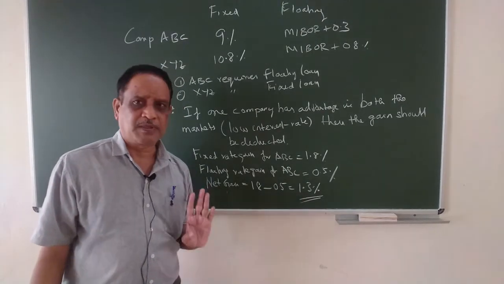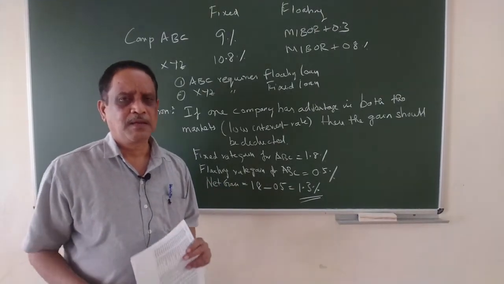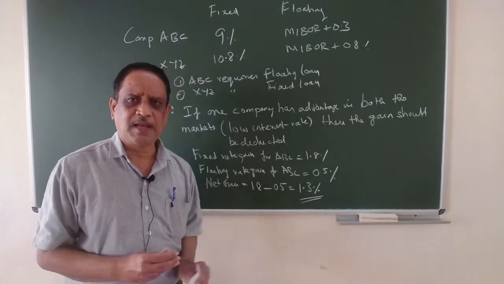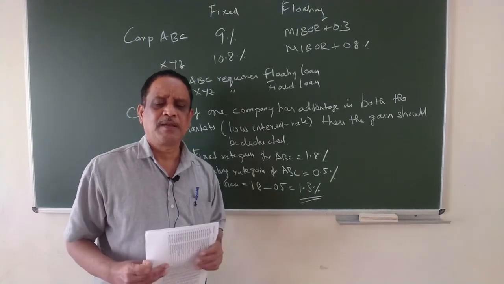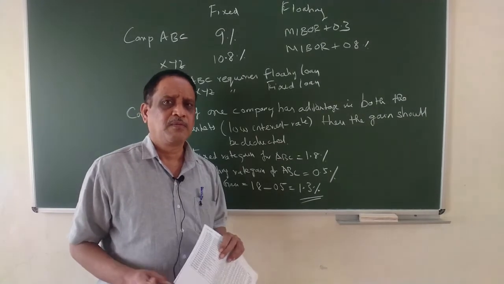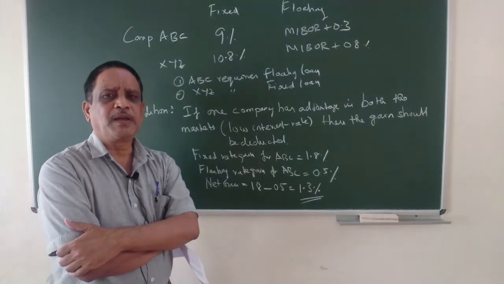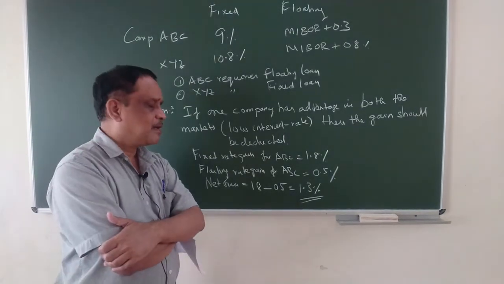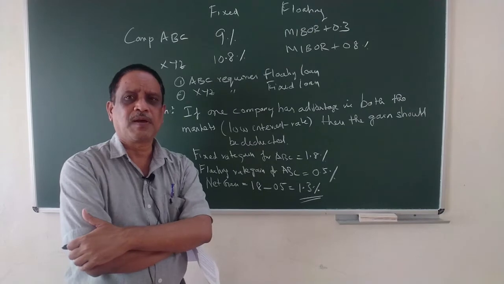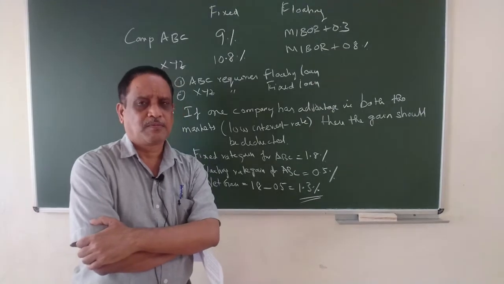You get 1.3%. It means when the swap is done, both the parties can get a gain of 1.3% taken together, and if you are sharing it, each one will be getting a 0.65% advantage in the loans. What is happening is, if this deal is not done, both would have paid 0.65% higher in the respective loans. When they take this swap agreement, they are reducing their interest rate percentage by 0.65.